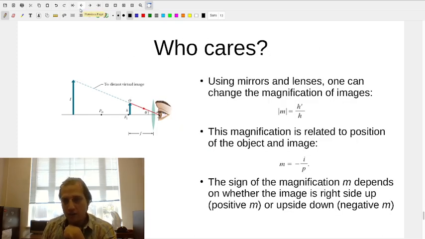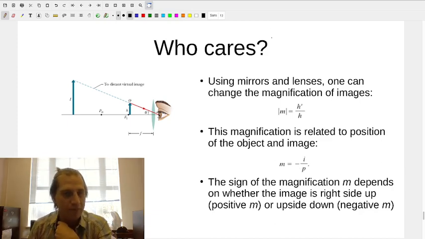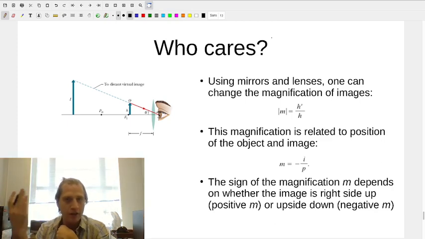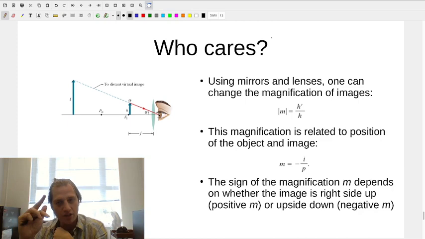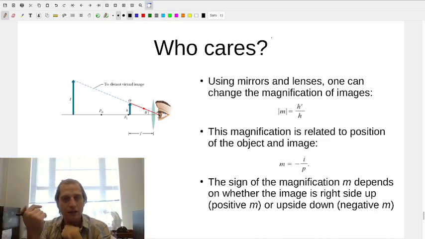Now, if you're wondering who cares, why does this matter? Well, it turns out we can use images and lenses to change the magnification of objects. So what do I mean by magnification? I mean the height of the image divided by the height of the initial object. Now, the magnification can be either positive or negative. If it's upright, it's positive. If it's inverted, it's negative. And this equation has a minus sign because often you have upside down images. This is what happens, for instance, if you've ever seen what happens in a film camera. The film shows an image that's upside down from the light that's coming in.